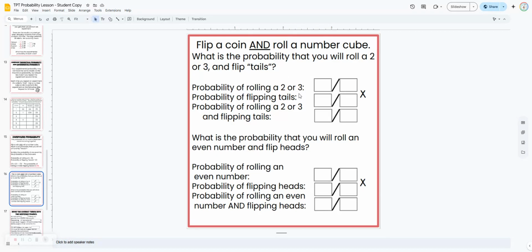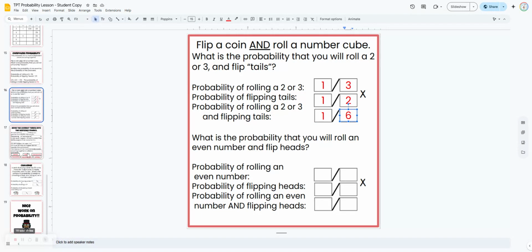So the chances of rolling a 2 or a 3 would be 2 out of 6, which would be 1 out of 3. Flipping tails, of course, would be 1 out of 2, 50-50 chance. And we're going to multiply those together to get the compound probability of 1 out of 6. And they're going to do the same thing with the next one.